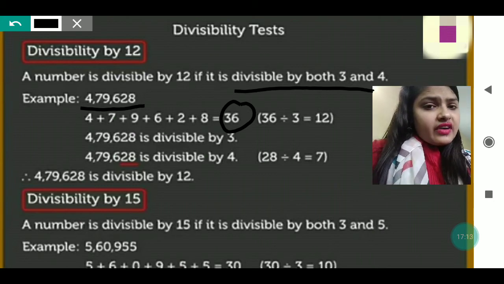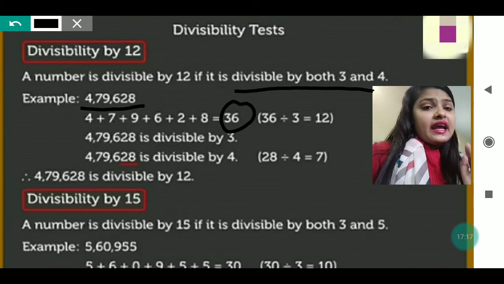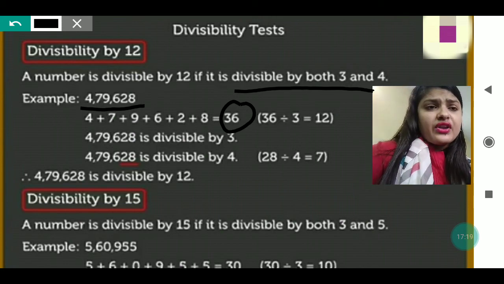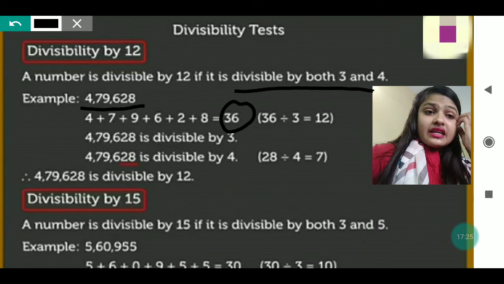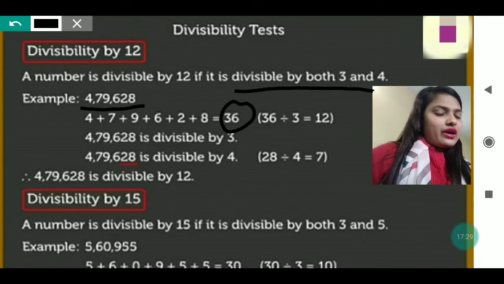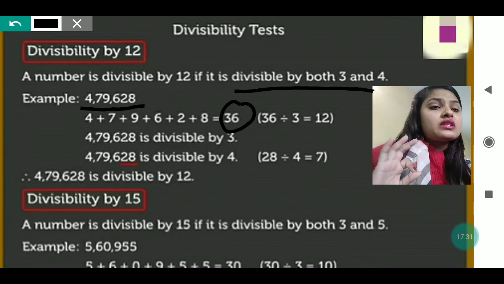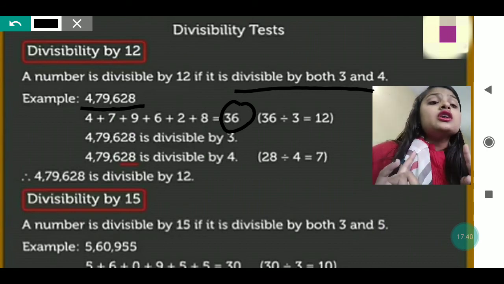So the last two digits given are 28. You can see it is marked with the red line. Is this 28 divisible by 4? Yes. In the table of 4, 7 times 4 is 28. So it means that this number is divisible by 4 also. You can say that 4, 7, 9, 6, 2, 8 is completely divisible by 12.